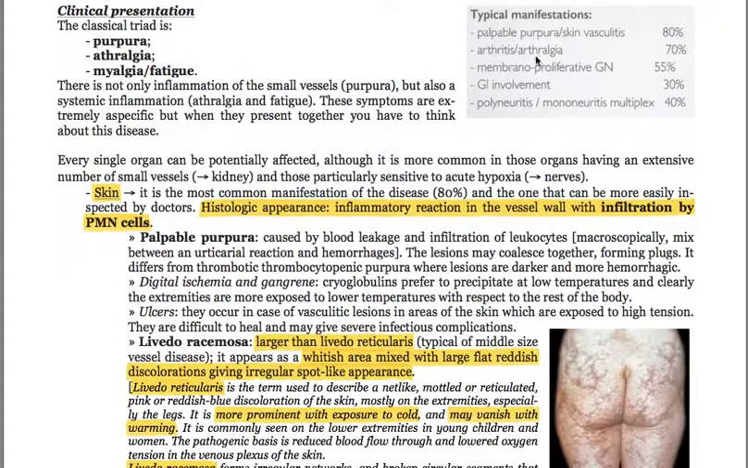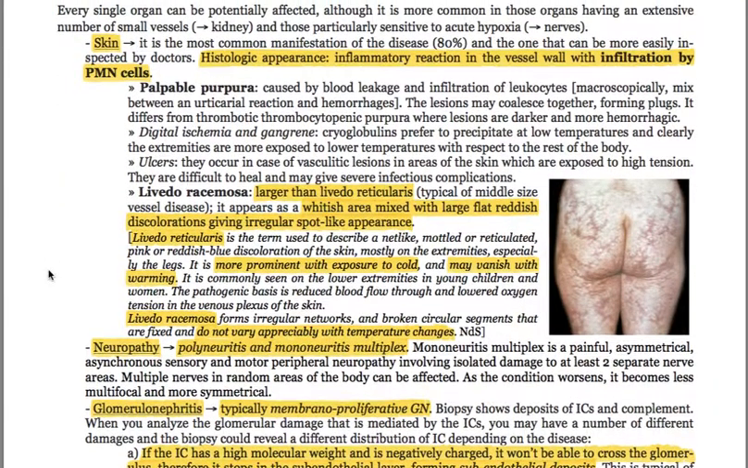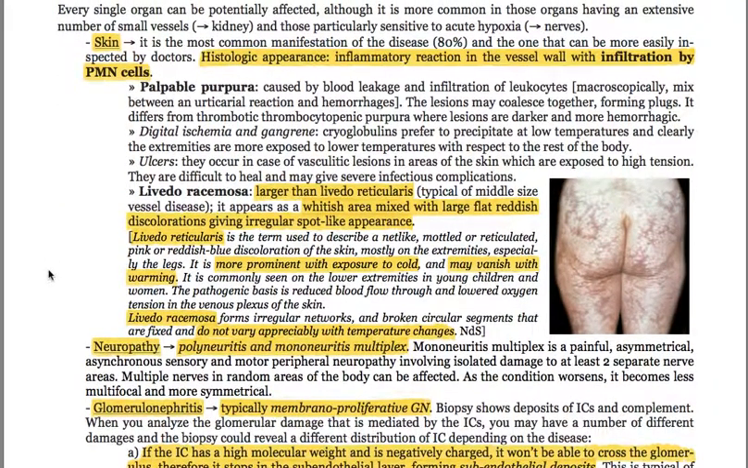Other manifestations are membranous proliferative glomerulonephritis, GI involvement, and polyneuritis, mononeuritis multiplex. Every single organ can be potentially affected, although it's more common in those organs having an extensive number of small vessels, like the kidney, and those particularly sensitive to acute hypoxia, like the nerves. The skin is the most common manifestation of the disease in 80% of cases, and the one that can be more easily inspected by doctors.